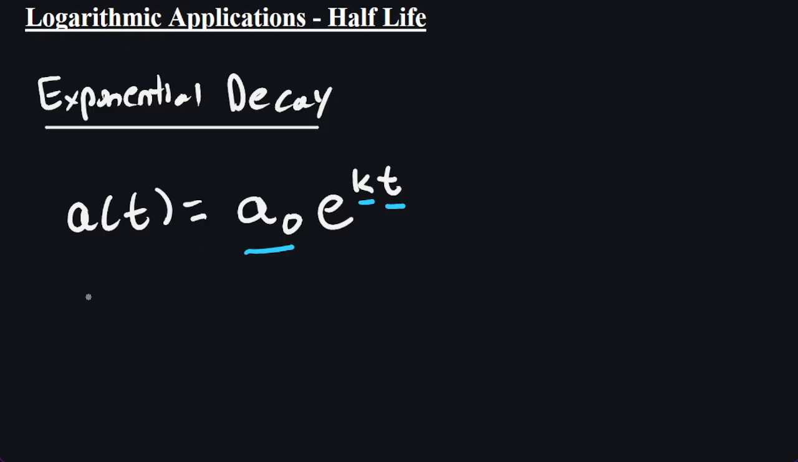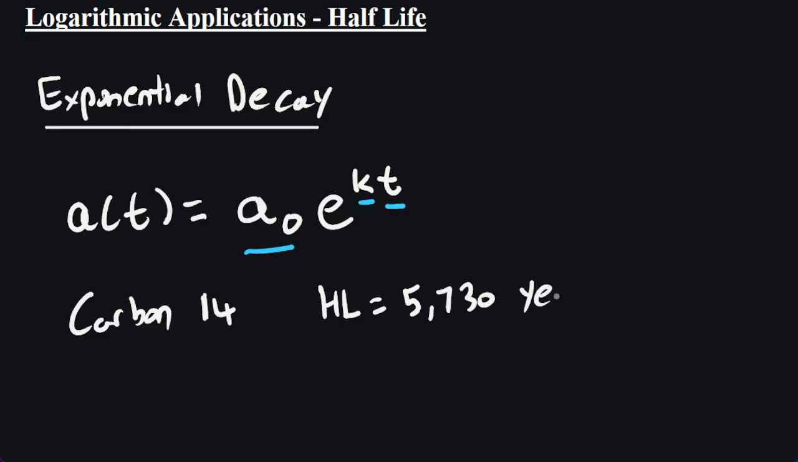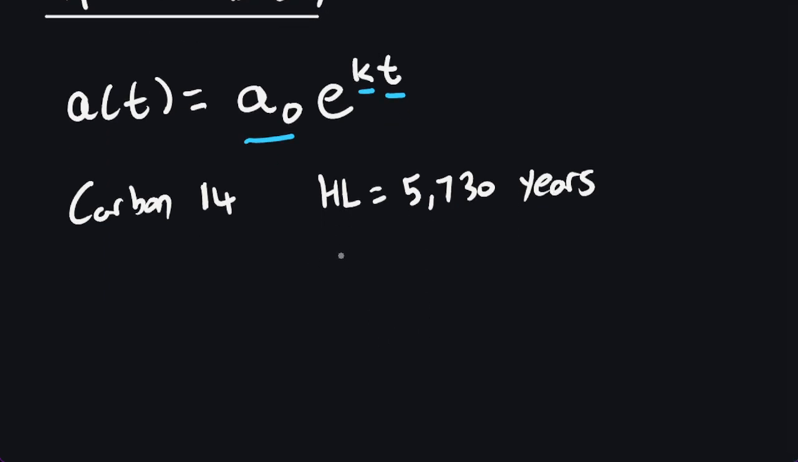Let's say we have the substance carbon-14. Carbon-14 is a very popular chemical substance. It's found in a lot of places in nature. And carbon-14 has a half-life of 5,730 years. That means that carbon-14 naturally decays over time. So let's say in year zero, you start out with 100 grams of carbon-14.